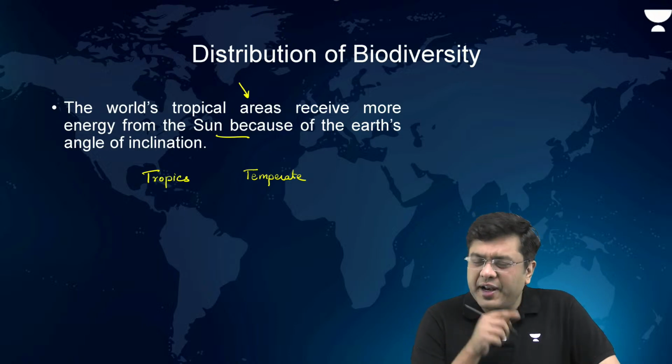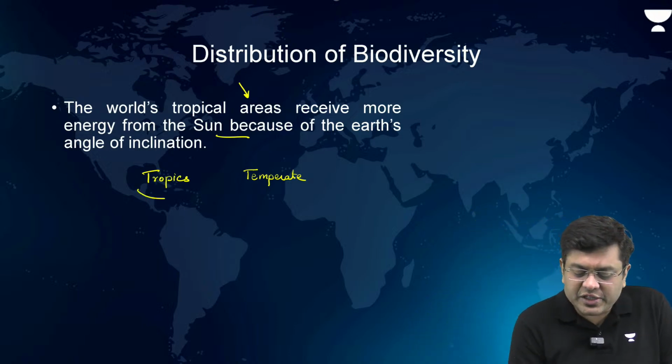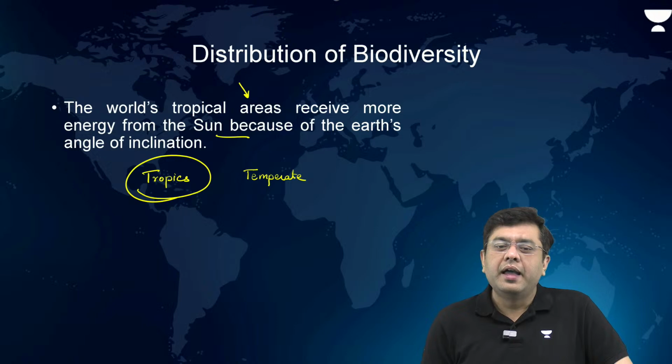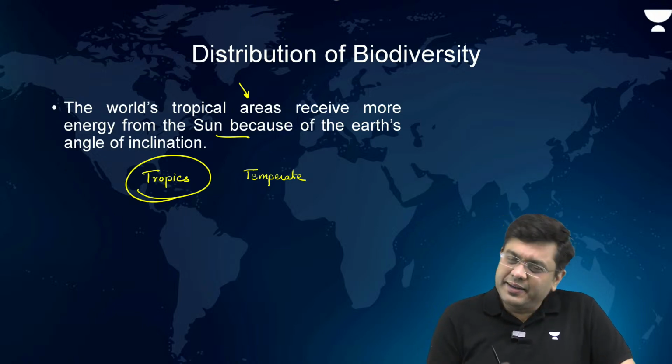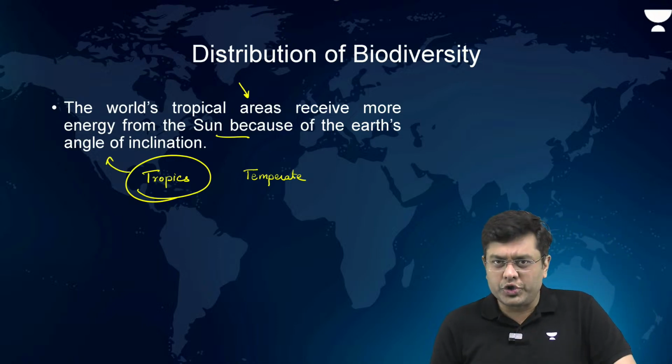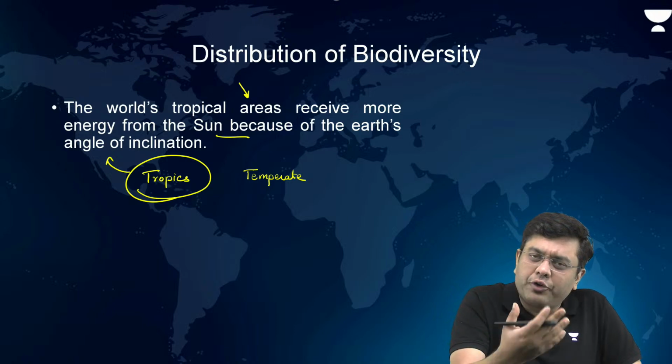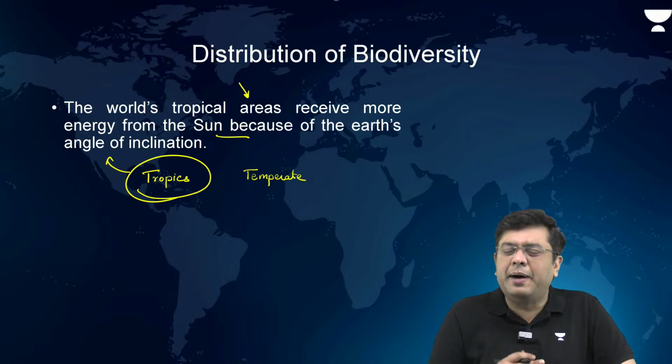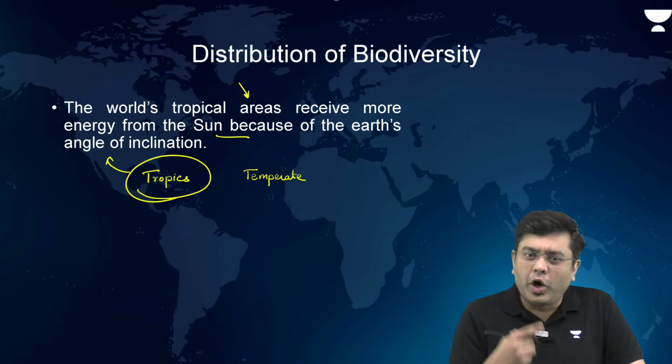Always, a greater variety of species will be found in the region of the tropics. And why is it so? There are two reasons associated with that. The first reason is something which is listed in the written portion: the tropical region receives a greater amount of sunshine, which means what?